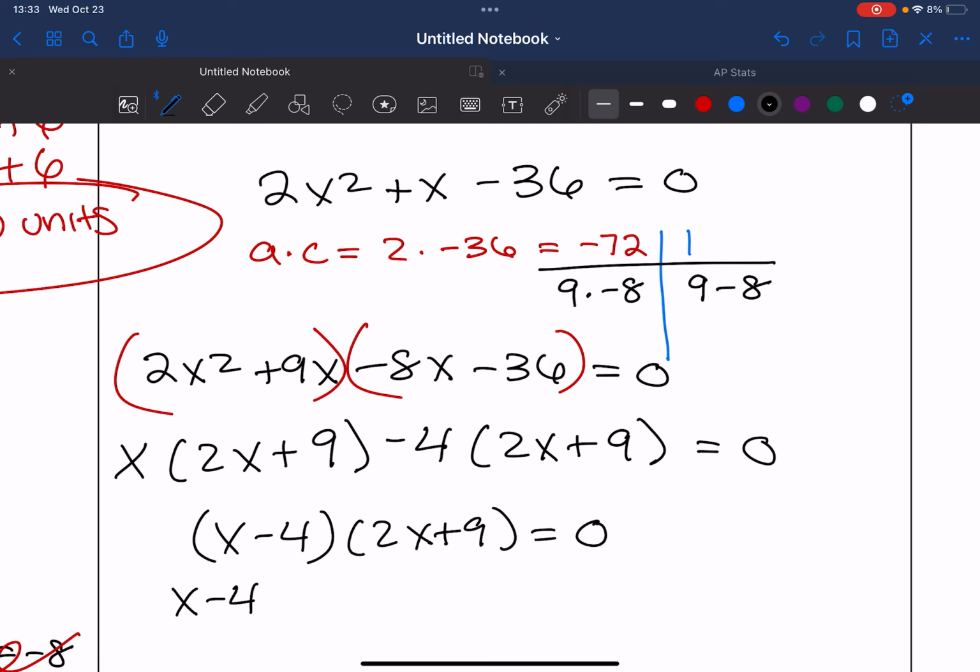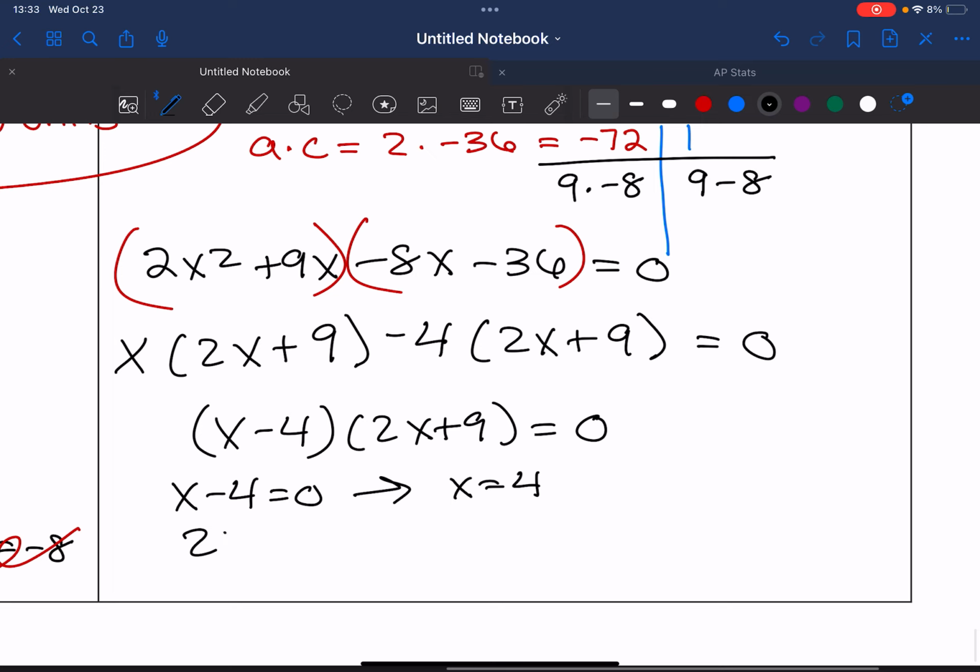So I have x minus 4 equals 0, which implies that x equals 4. And then I have 2x plus 9 equals 0, which implies that x is equal to negative 9 halves. Since this is a real-world problem and we are talking about measurements and distance, we know that we can't have any numbers that are negative, so that negative 9 halves is not going to be an answer, which means our only answer here is going to be x equals 4, where that 4 is representing the units of that rectangle.